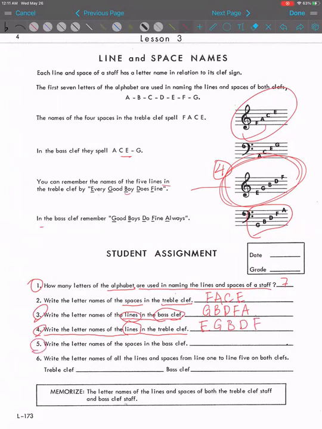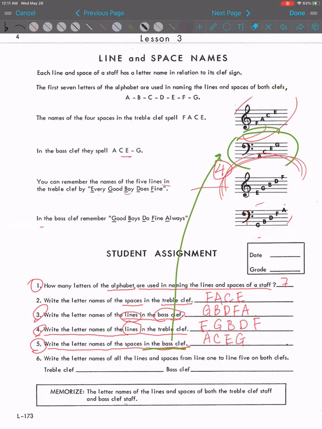Number 5, write the letter names of the spaces in the bass clef. Spaces in the bass clef. So you're going to write the answer as A, C, E, G. Number 6, write the letter names of all the lines and spaces from line 1 to line 5 on both clefs.